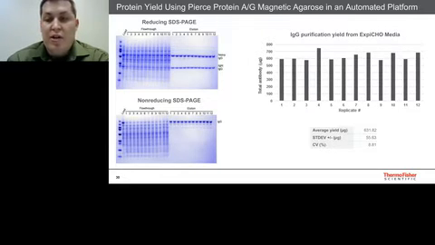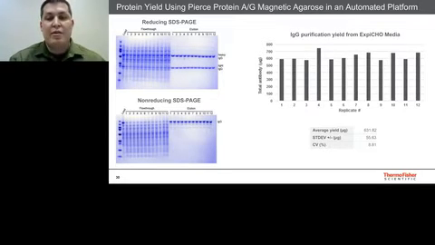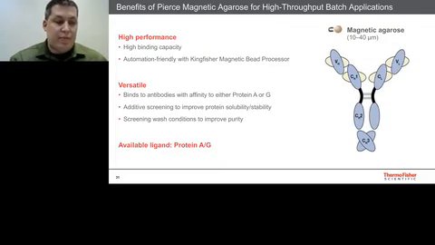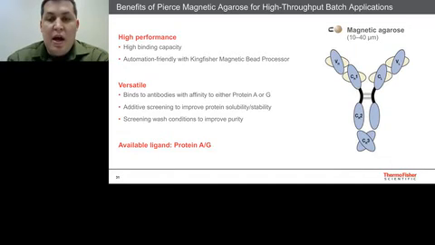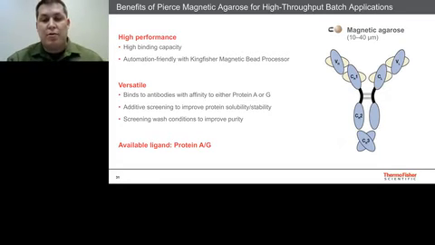The results on the right show the total yield from each purification, and as you can see, we had a high degree of reproducibility. In summary, our Pierce Protein AG magnetic agarose resin is a high capacity, high purity IgG resin that allows for easy automation and also has a broad IgG specificity to accommodate most IgG isotypes. Next, we will discuss resins that are suitable for column chromatography.